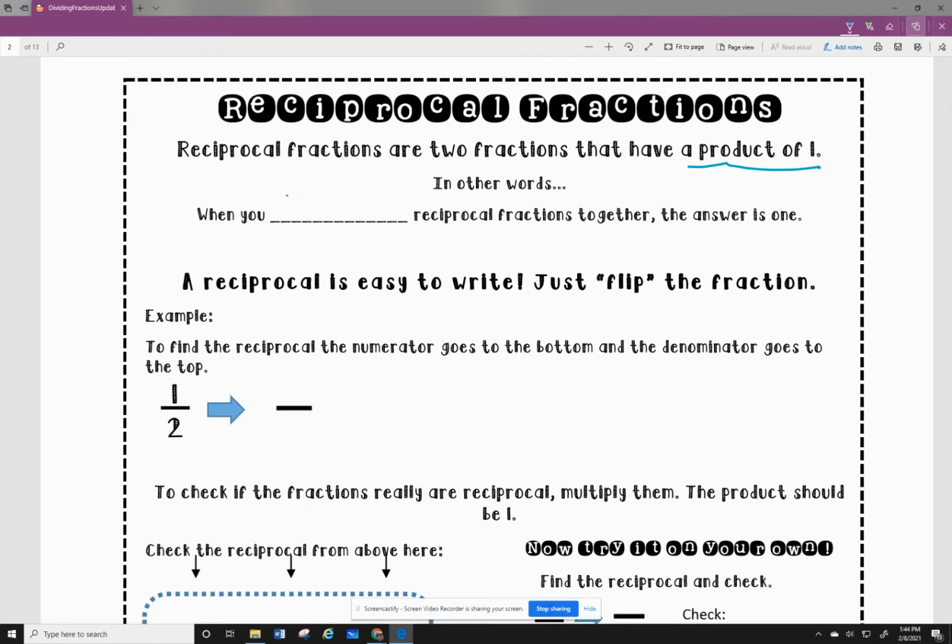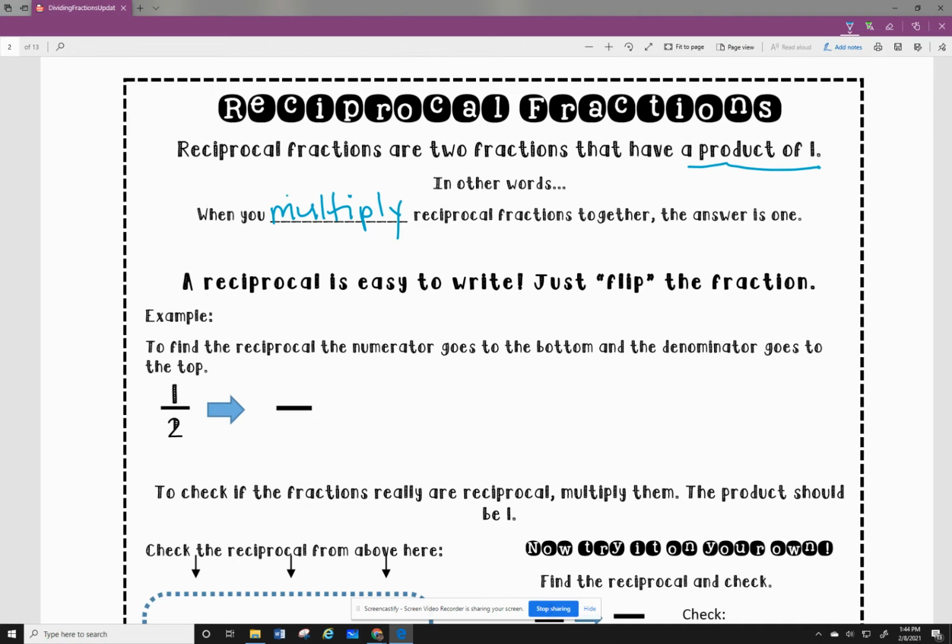So product means multiply. So when you multiply reciprocal fractions together, the answer is 1. So the product is 1. So you're thinking, okay, what does that mean, Miss Kyle? Well, this is easy. To write a reciprocal, you simply flip the fraction.